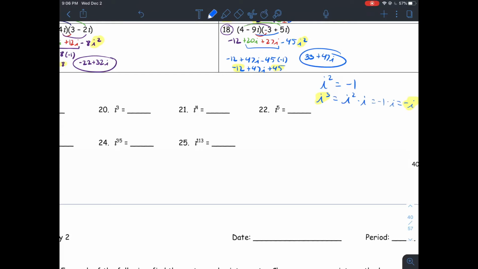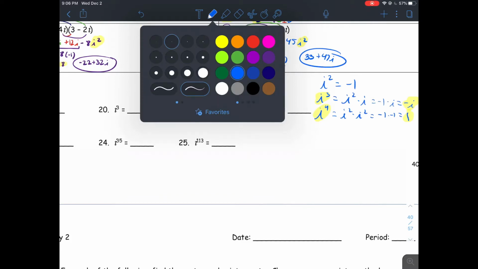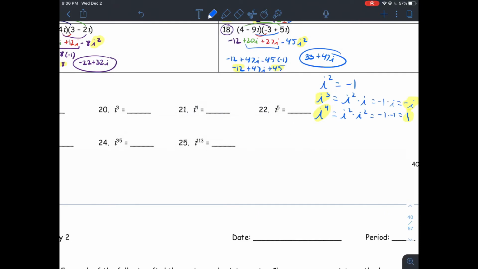Then you have an i to the 4th. Okay, so think about it this way. You could break down an i to the 4th as i squared times i squared, which would give you -1 times -1, which would just give you 1. So i to the 4th power is equal to 1. So basically, what you're going to want to try and do here is break these down into i squared, i to the 3rd, and i to the 4th.